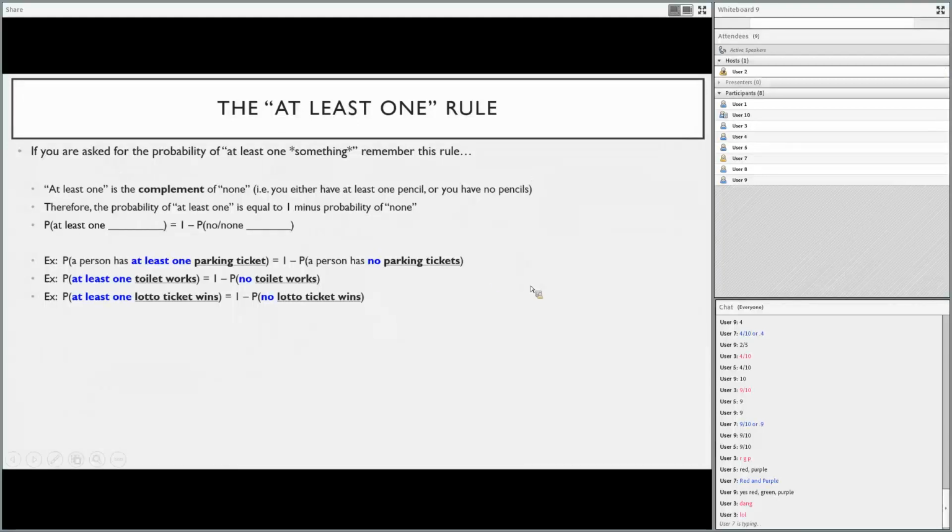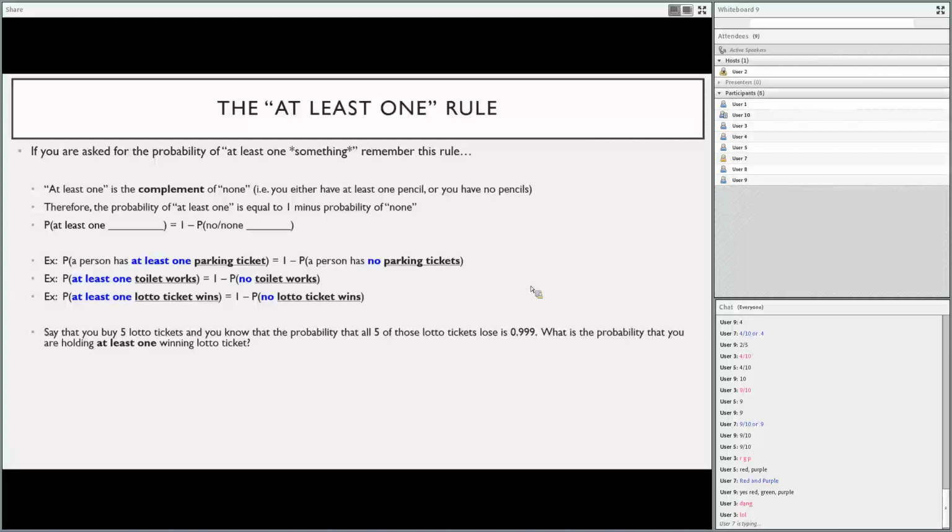Okay, so please remember this formula. We're going to do an easy example right now and a harder example later, but this is going to come up and it's very important. So let's do this example. Say that you went out and you bought 5 lotto tickets because you really are hoping to win the jackpot.